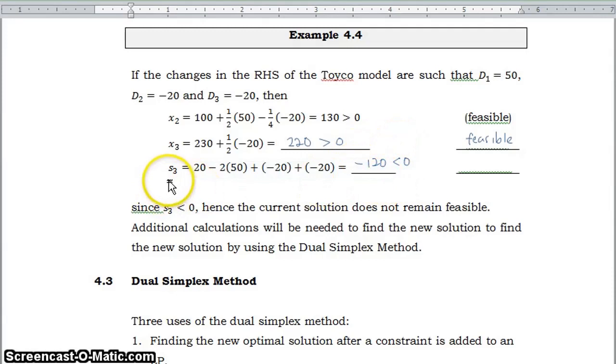Because S3 is less than 0, the current solution does not remain feasible. This means S3 is no longer a basic variable. Therefore, additional calculations will be needed to find the new optimal solution by using the dual simplex method. This will be discussed in the next video. That's all for now. Thank you.